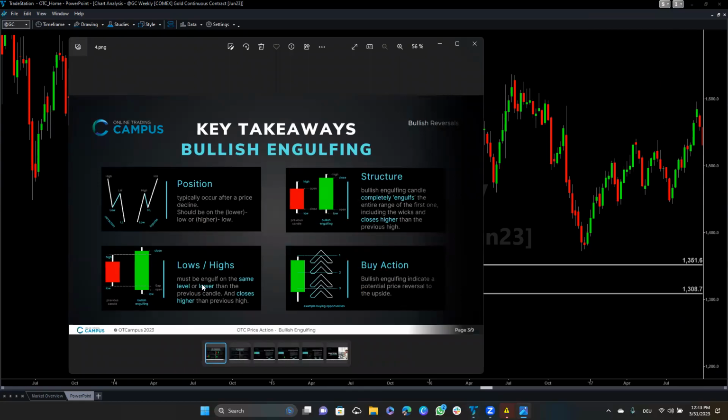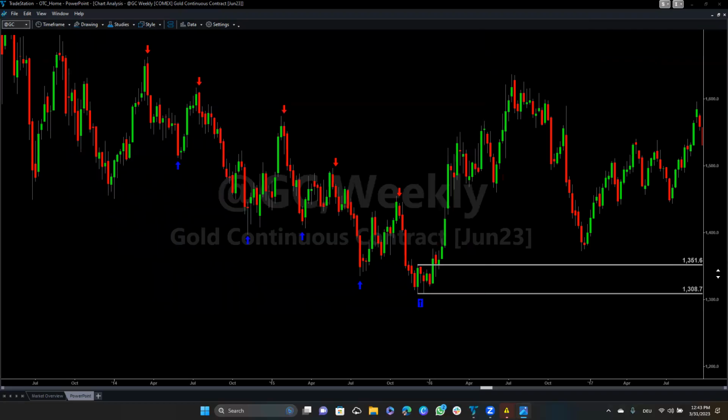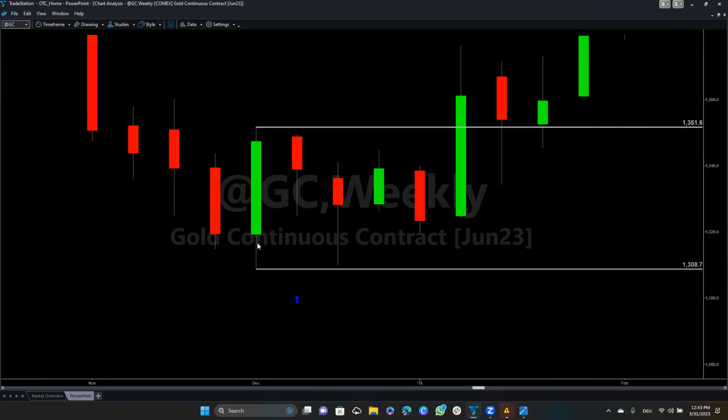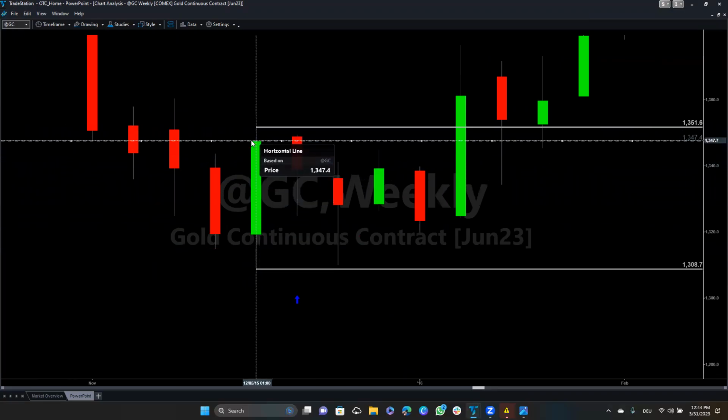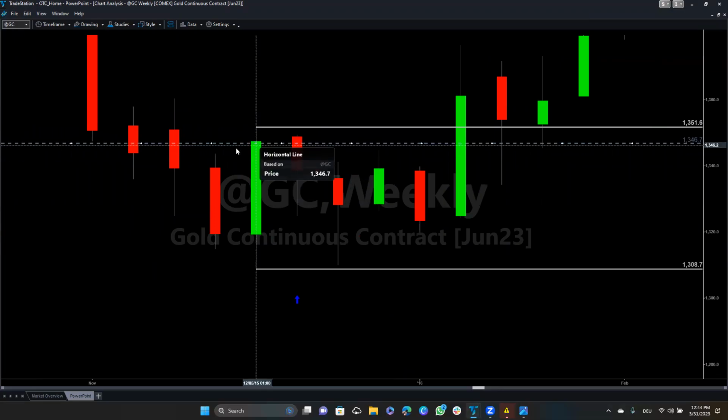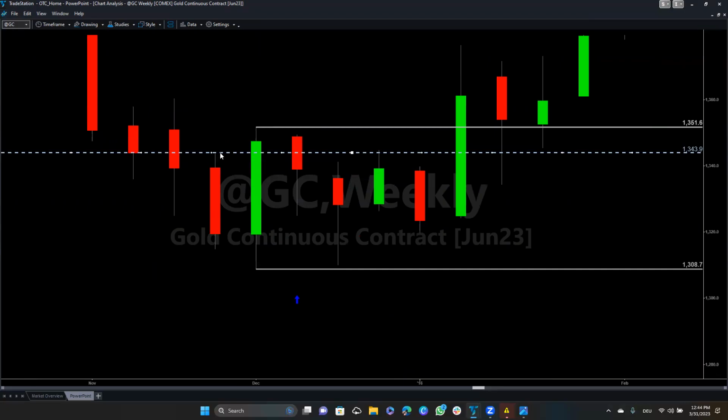Next one, lows and highs. It must engulf on the same level or lower than the previous candle and close higher than the previous high, right? Let's check this one here. Zoom in for you guys. The low is definitely lower than the previous candle low, and the close, sorry, the close is definitely higher than the previous high. Easy. Boom.